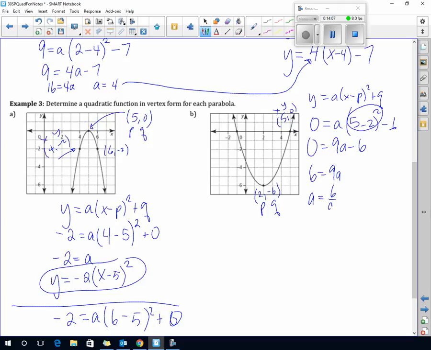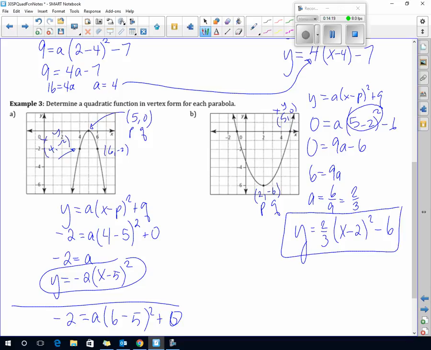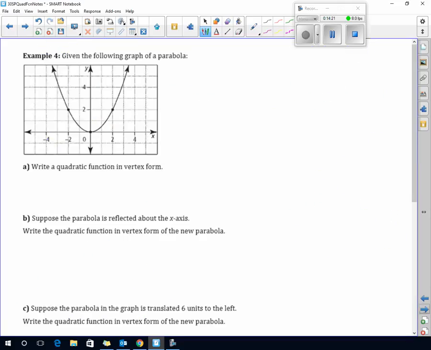Is that what you got? Yeah. Right on. Okay, let's keep going. Find example 4. Okay, so it should make sense to you. You should get a positive a, and it should also make sense to you. This is wider, so I should get a fraction. So 0, 0 is my vertex p, q, and I'm going to pick 2, 2 for my x, y.